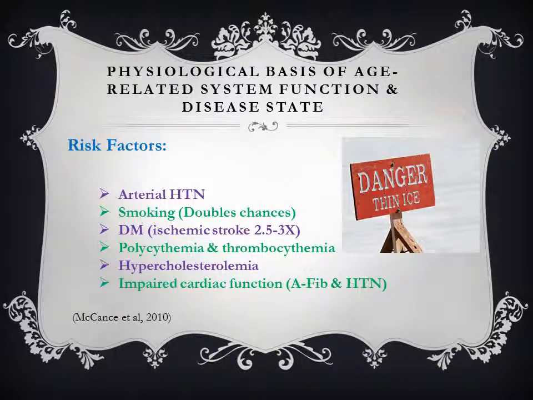There are multiple risk factors that are associated with stroke, including arterial hypertension, as well as elevated systolic and diastolic blood pressures, which are independent risk factors. Smoking doubles the risk of a patient to have a stroke, whereas diabetes is an independent risk factor and increases the risk of ischemic stroke between 2.5 to 3 times more. Polycythemia and thrombocythemia increase the risk of ischemic stroke, as well as hypercholesterolemia and impaired cardiac function, such as atrial fibrillation and hypertension.